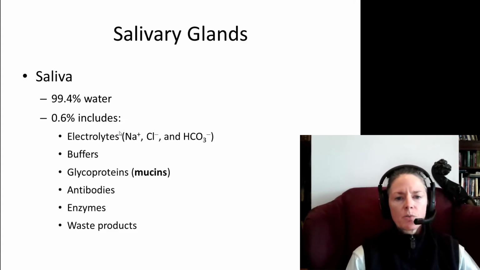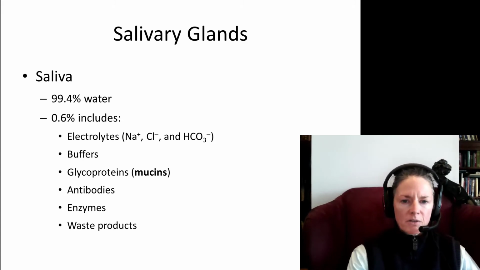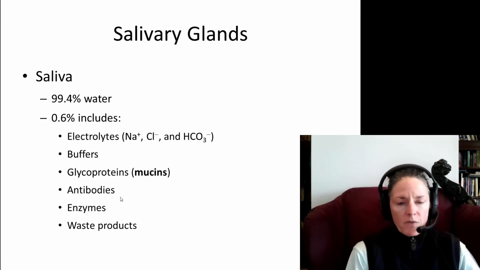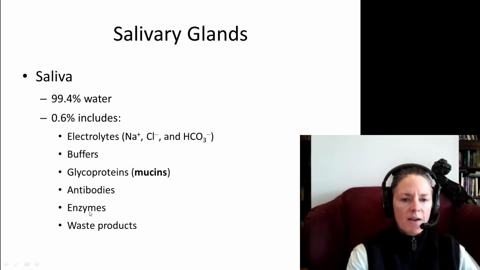Saliva is mostly water. It will include other things like salt, like our sodium chloride here, our bicarbonate ion. Bicarbonate is a buffer. We're going to make some mucins, which are glycoproteins. We will also have some antibodies, which is important because this is one of our first lines of defense. When we put things in our mouth, there could be pathogens in it. Obviously, we're going to have some enzymes in there too.